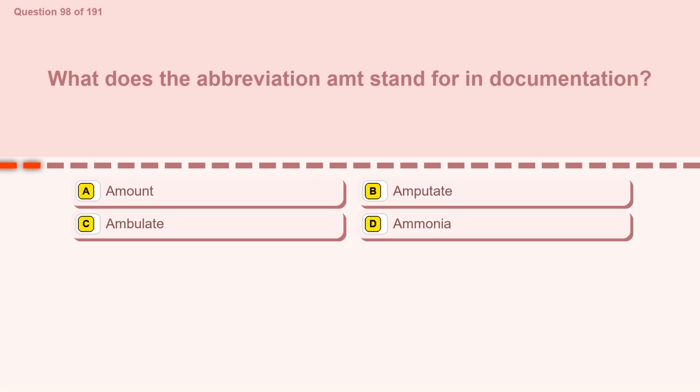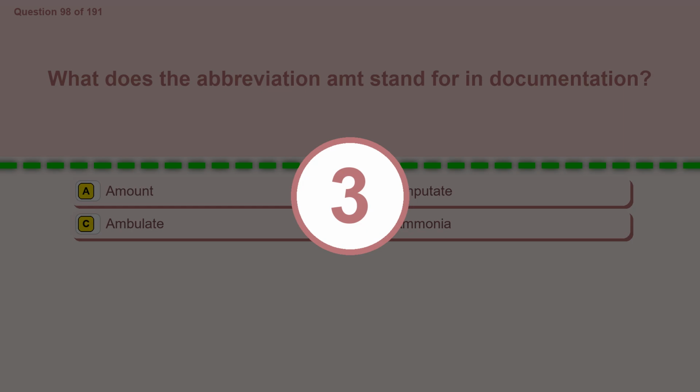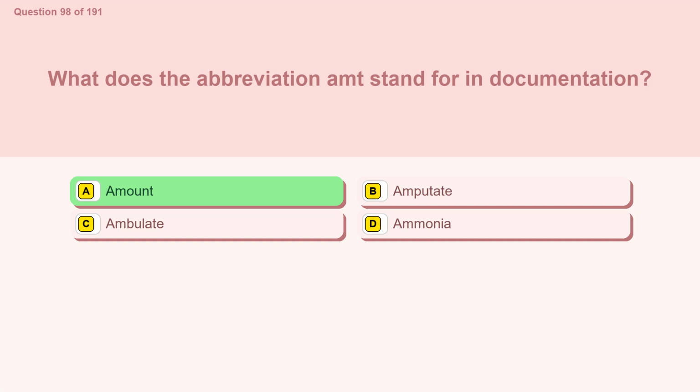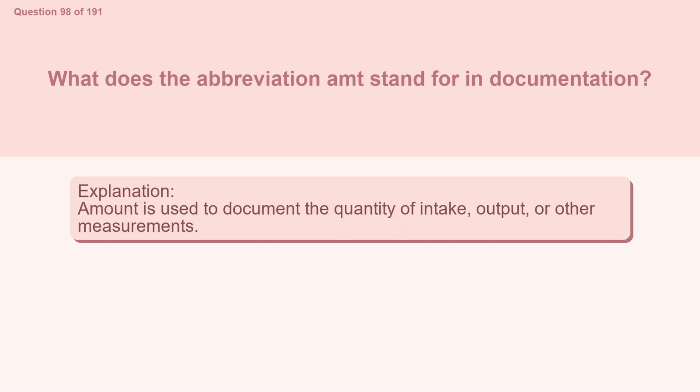Question 98. What does the abbreviation AMT stand for in documentation? Option A, amount. Option B, amputate. Option C, ambulate. Option D, ammonia. The correct answer is option A, amount. Amount is used to document the quantity of intake, output, or other measurements.